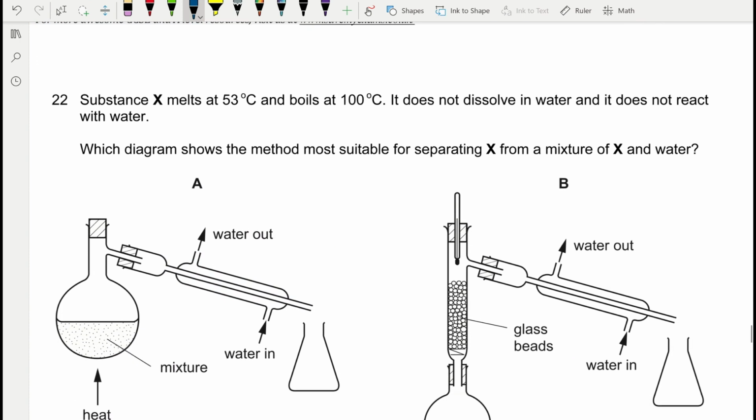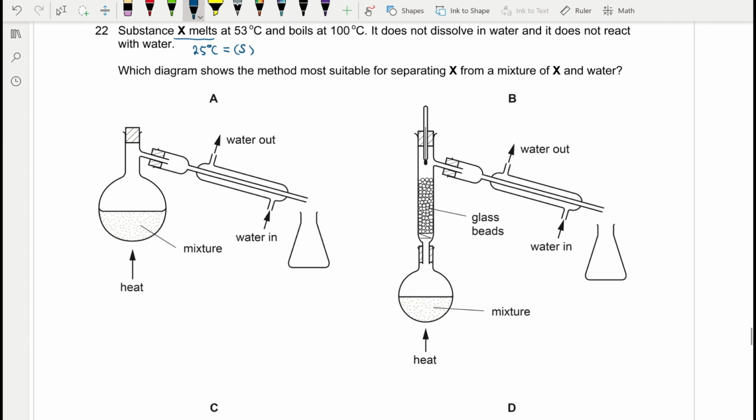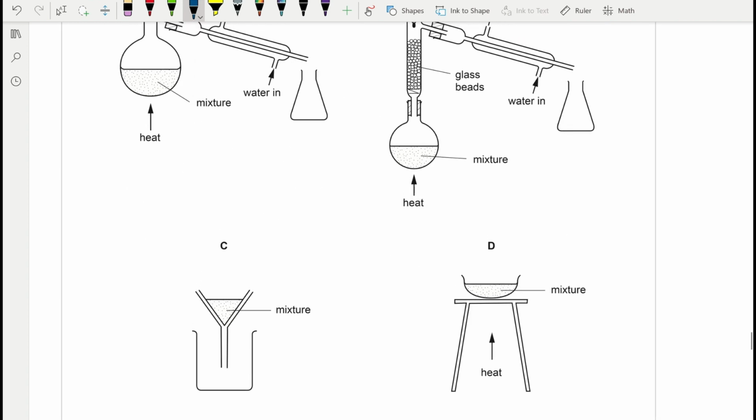Question 22. Substance X melts at 53 degrees Celsius and boils at 100 degrees Celsius. It does not dissolve in water and it does not react with water. Which diagram shows the method most suitable for separating X from a mixture of X and water? X at room temperature is a solid. So how do you separate a solid from water? You just have to filter it. The best method to separate X from water is by filtration.